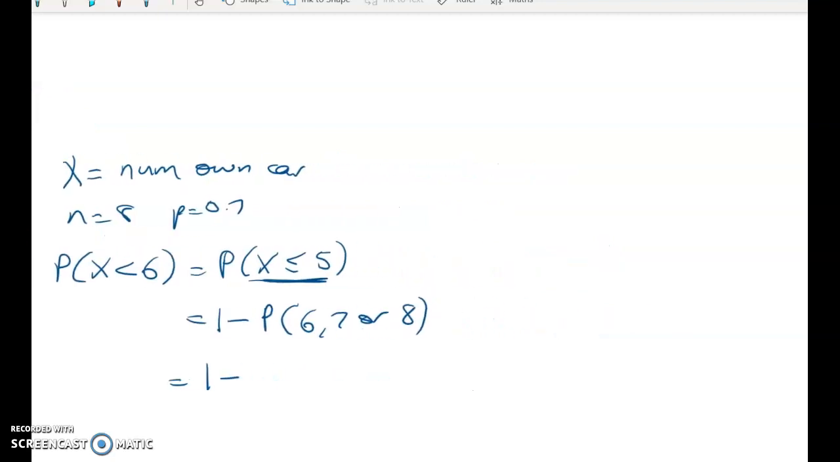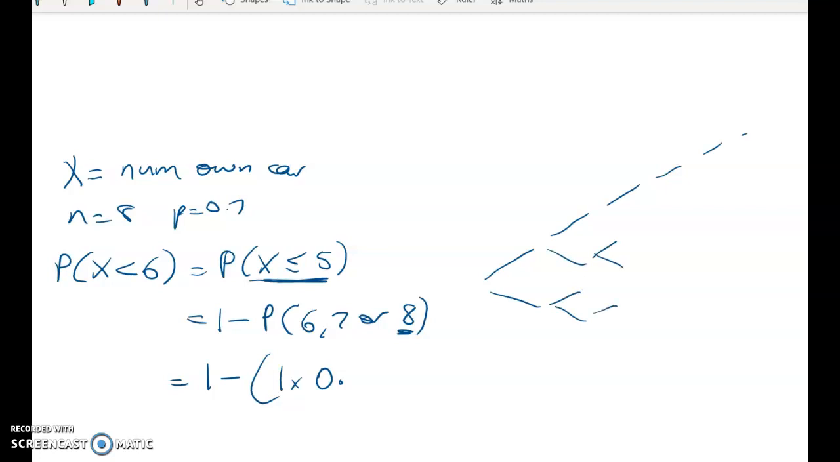And you need to show your working for this. So we'll start with the probability that 8 out of 8 own a car. That's going to be one way for that to happen. Think about your tree diagram, right, which is what the binomial distribution is all about. It's just a massive tree with identical pairs of branches at each level. So we've got 1 times 0.7 to the power of 8, and then we've got 8 ways times 0.7 to the power of 7 times 0.3, and then we've got 8 choose 2 ways for this one here.